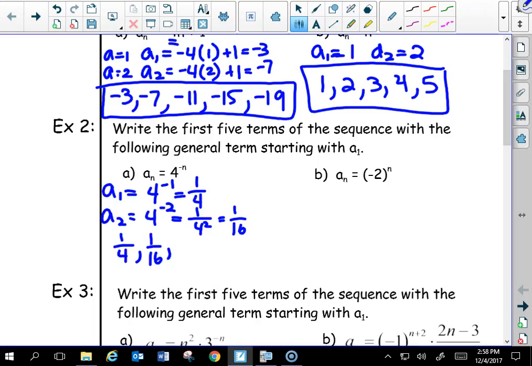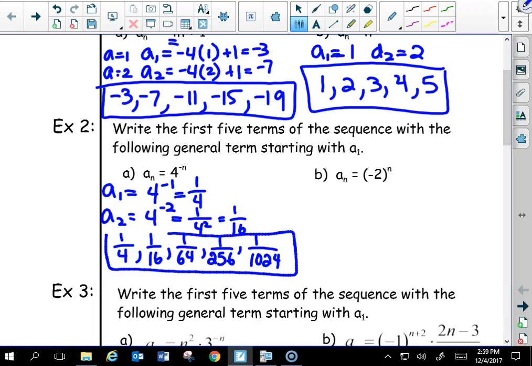4 to the 3rd power is 64. 4 to the 4th power is 256. And 4 to the 5th power is 1024. So you'll just type in those 5 fractions. This one's a little bit different, but again, you'll see the pattern after we do a couple of them. A1 is negative 2 to the 1 power, which is negative 2. A2 is negative 2 to the 2nd power, so negative 2 times negative 2 is a positive 4.